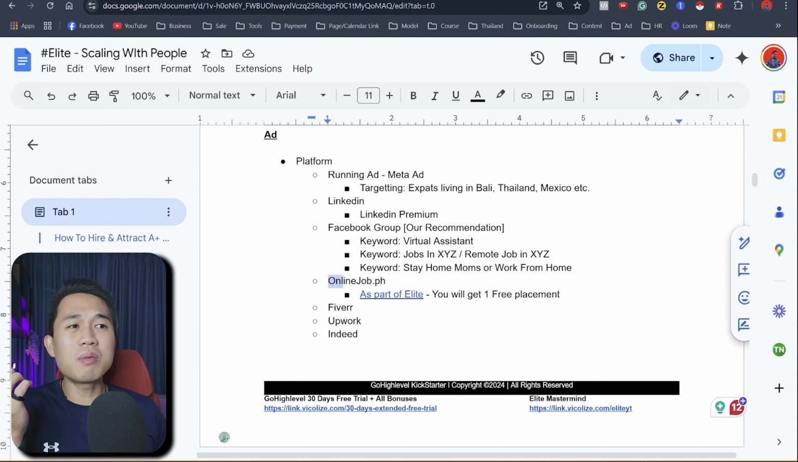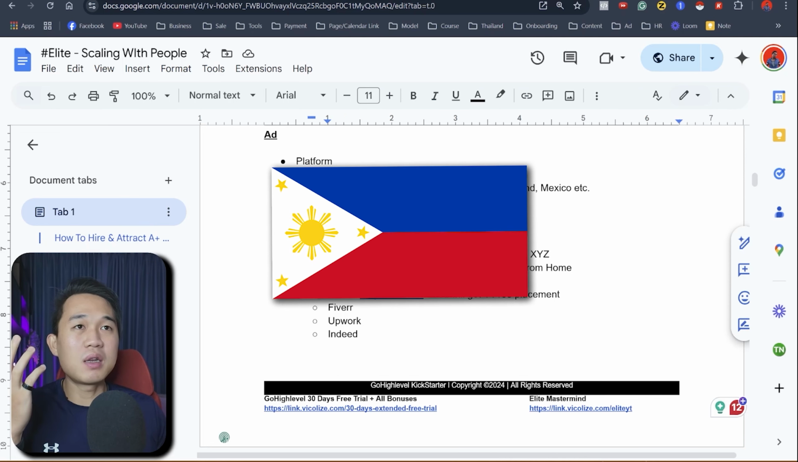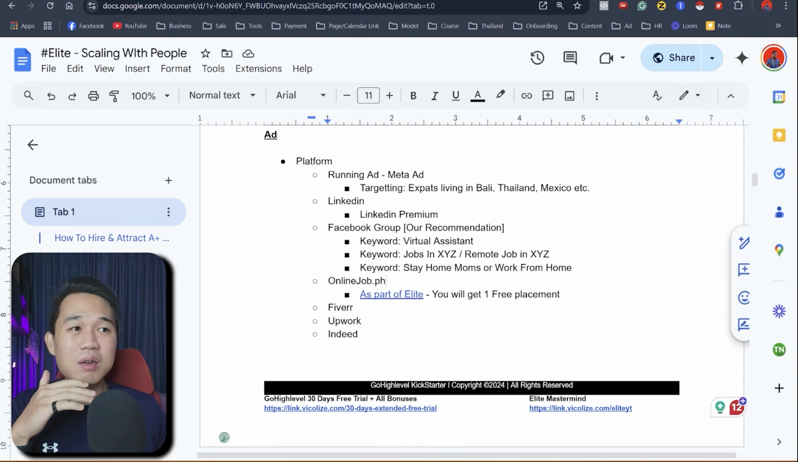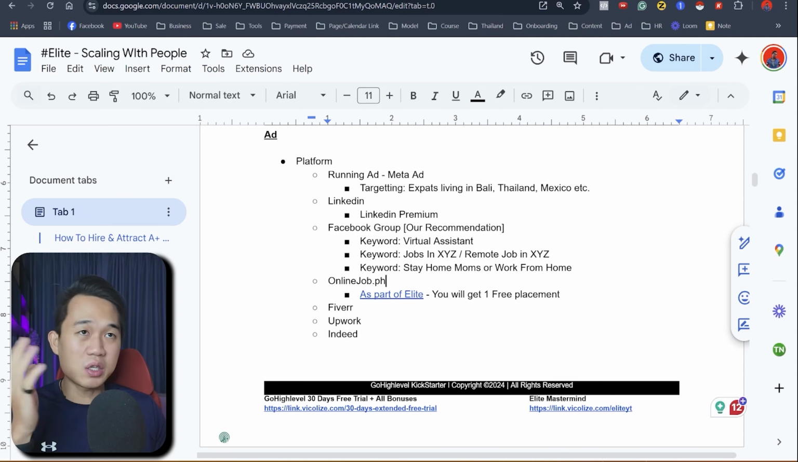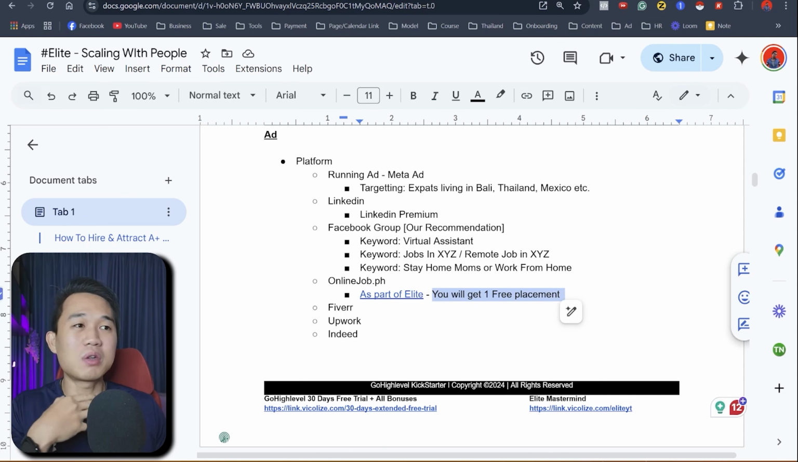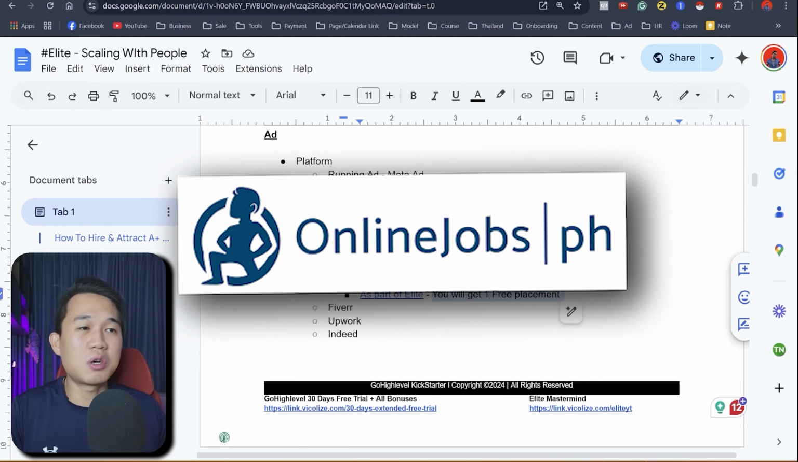So the next platform is OnlineJobs.ph. Now, I'm sure you've heard of this. It's one of the biggest job sites in the Philippines, and the Philippines has amazing talent when it comes to BPO outsourcing and all that stuff. As part of the Elite network, if you're part of our Elite and you're watching this right now, you can get one free placement from being a part of our Elite because we have a special partnership with OnlineJobs.ph.